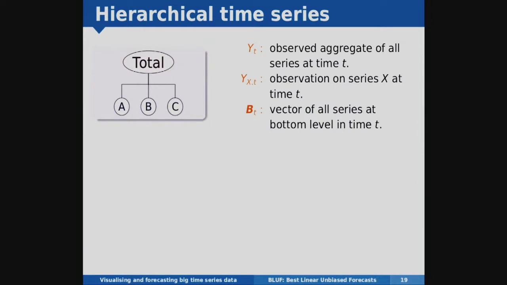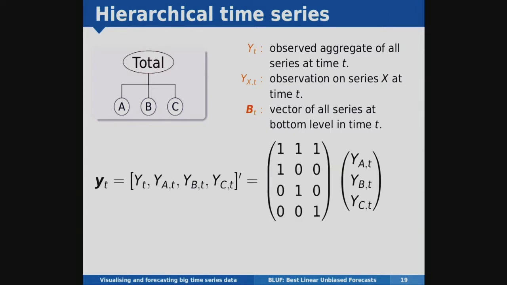If I think about what a hierarchical time series looks like, let me introduce some notation to help understand what's going to follow. If I let y be the observed aggregate of all series at time t, that's y sub t, and an observation on a node within the tree, I'll call y sub x, comma t. At the bottom level, the most disaggregated level, I'll label that boldface b, for the bottom level vector. So in this very simple hierarchy, which consists of just three disaggregated series and one total, I can write it like this: the total and then the three series down here.